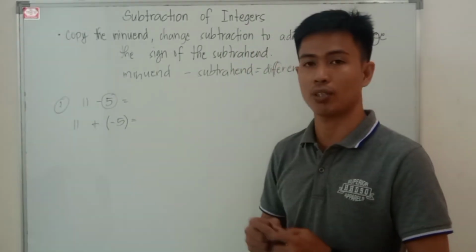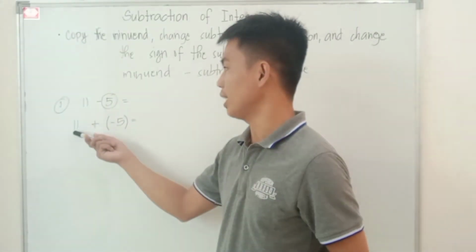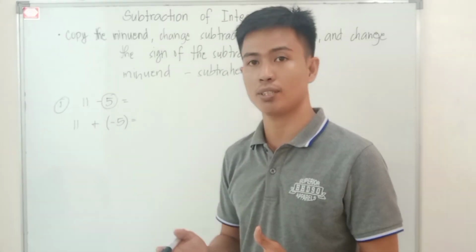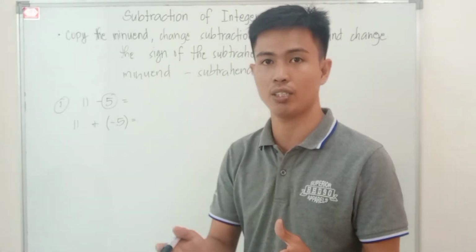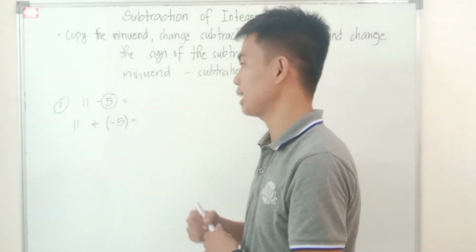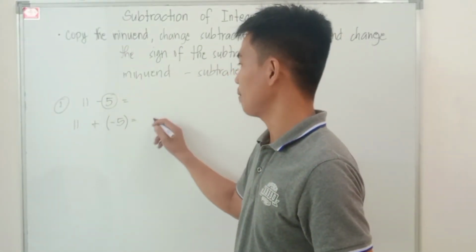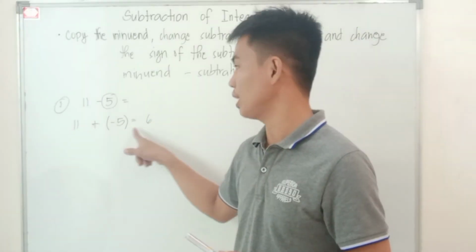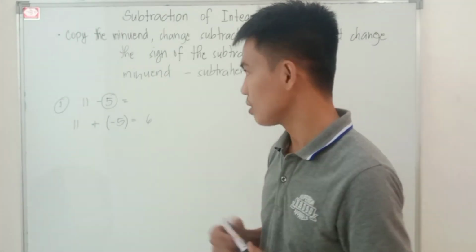So, meron na tayong bagong addition sentence. So, that is 11 plus negative 5. Then, applying the rules in adding dissimilar sign or different sign integers. So, isa-subtract lang natin. 11 plus negative 5 is 6. Since mas mataas yung 11, kukunin natin yung positive.